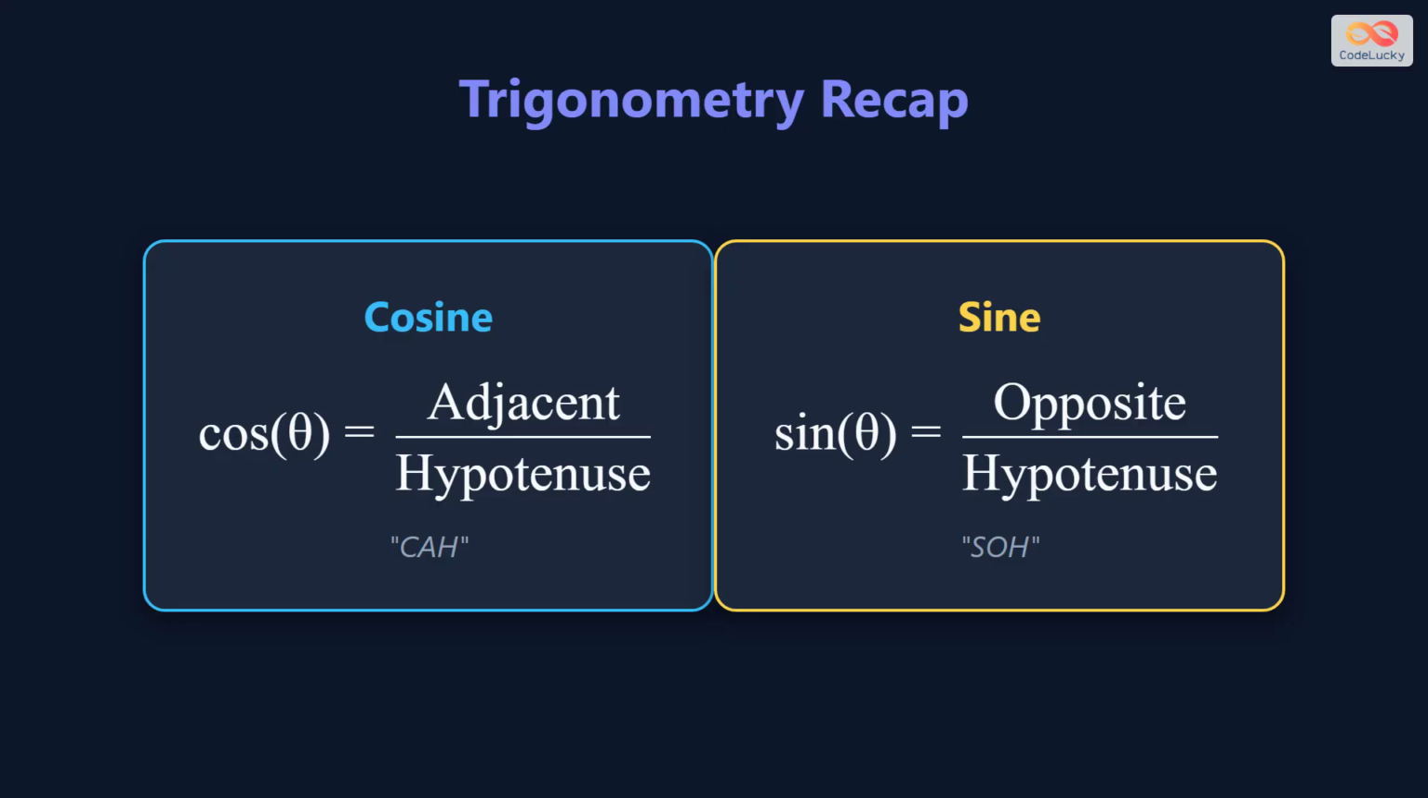To solve this triangle, we use our trigonometry basics, sine and cosine. Remember SOH CAH TOA. Cosine relates the adjacent side to the hypotenuse, and sine relates the opposite side to the hypotenuse. These are the two tools we will use.